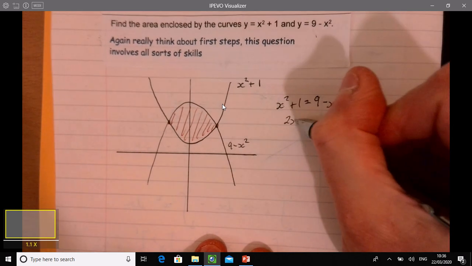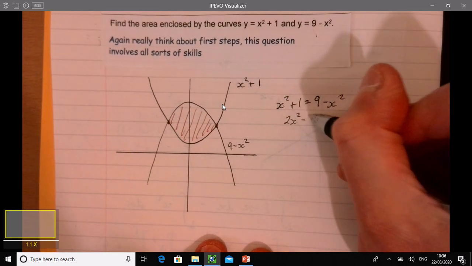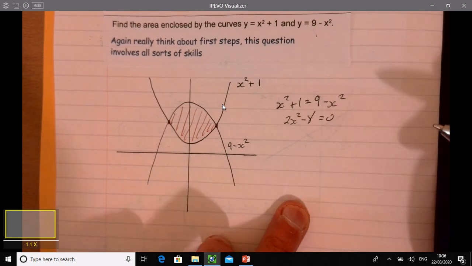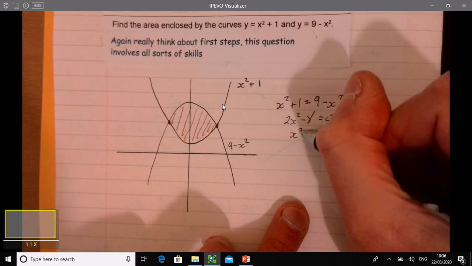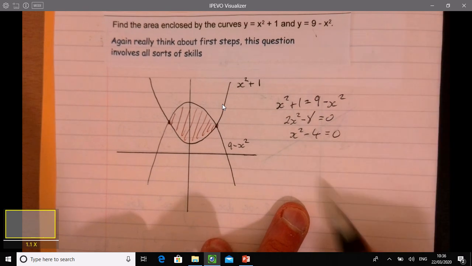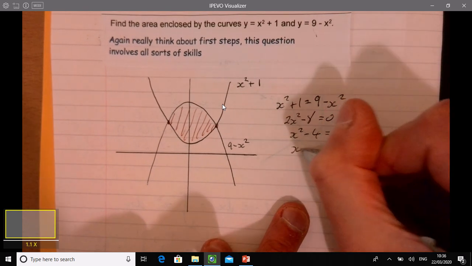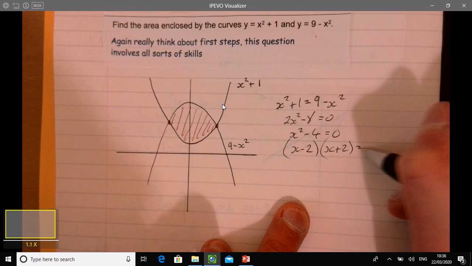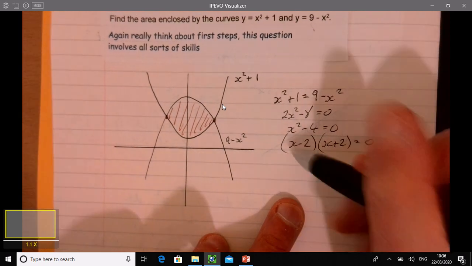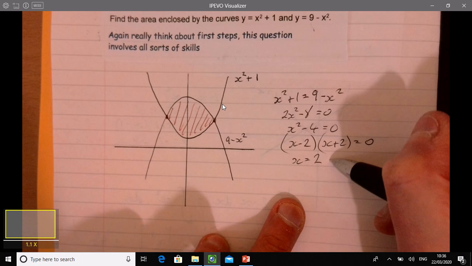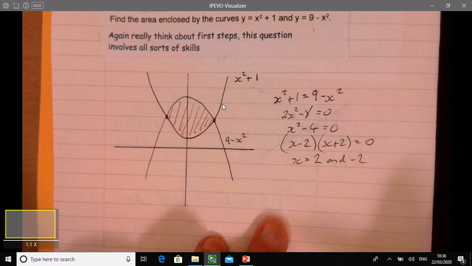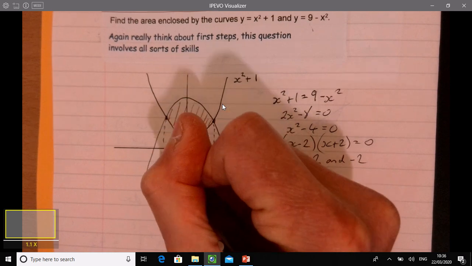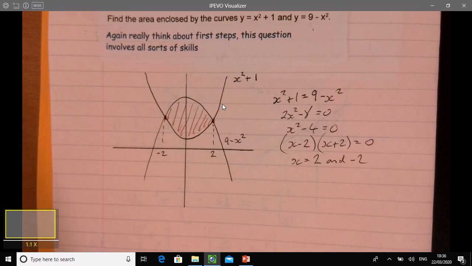So what have we got? We've got 2x squared take away 8 is equal to 0. Let's divide everything by 2, just to make our life a little bit easier. There we go. And oh look, difference of 2 squares. So x minus 2 times x plus 2 equals 0, so x equals 2 and minus 2. Okay, so that's these 2 points over here, 2 and minus 2, just there.